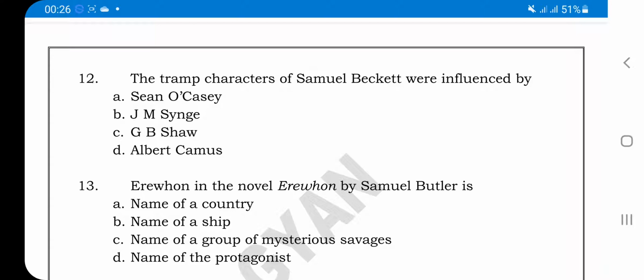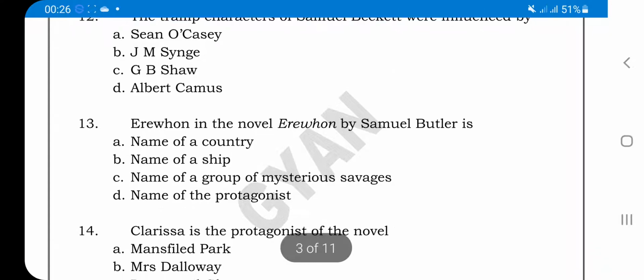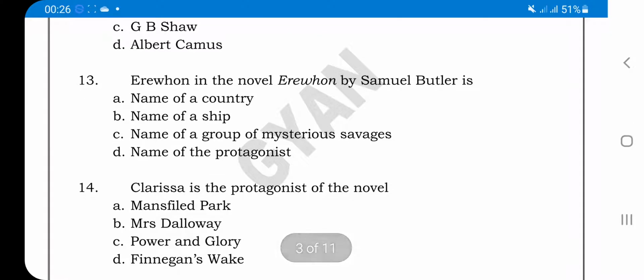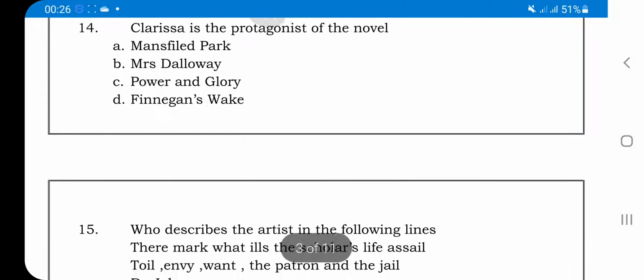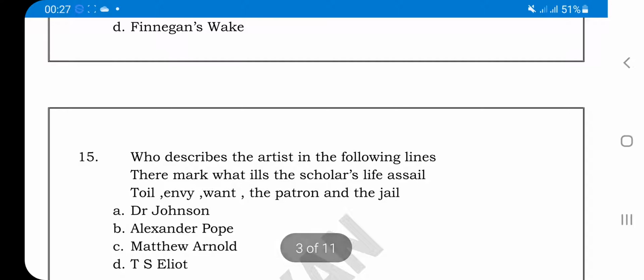What is yours? Ivanhoe is the novel. Ivanhoe by Butler is what it is. Name of the country, ship, special. Now, Clarice is the protagonist of the novel. This one is quite easy. I don't think many will get baffled by it.